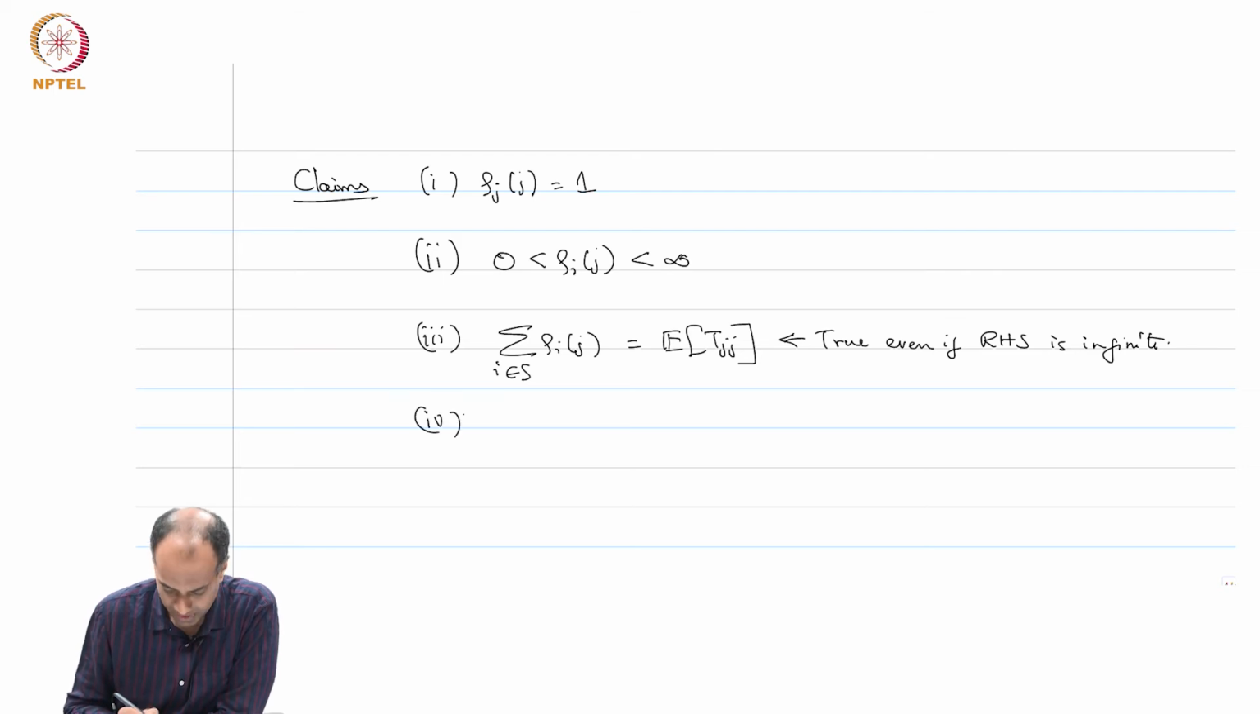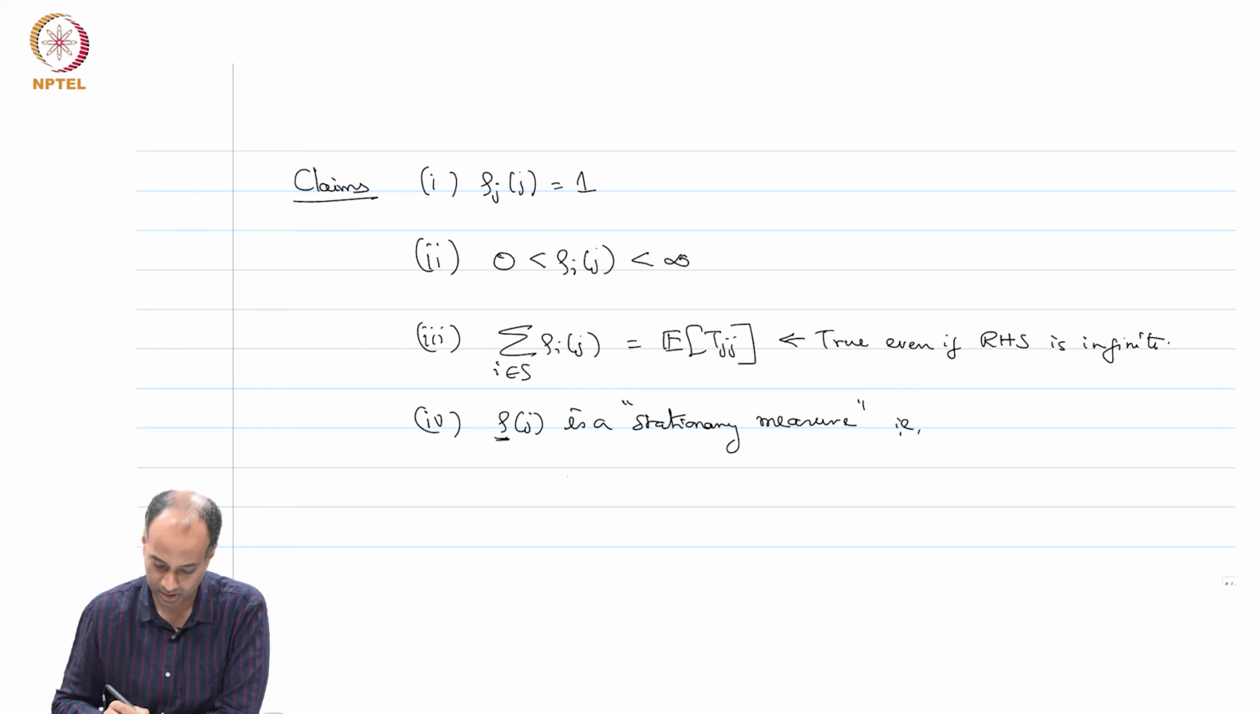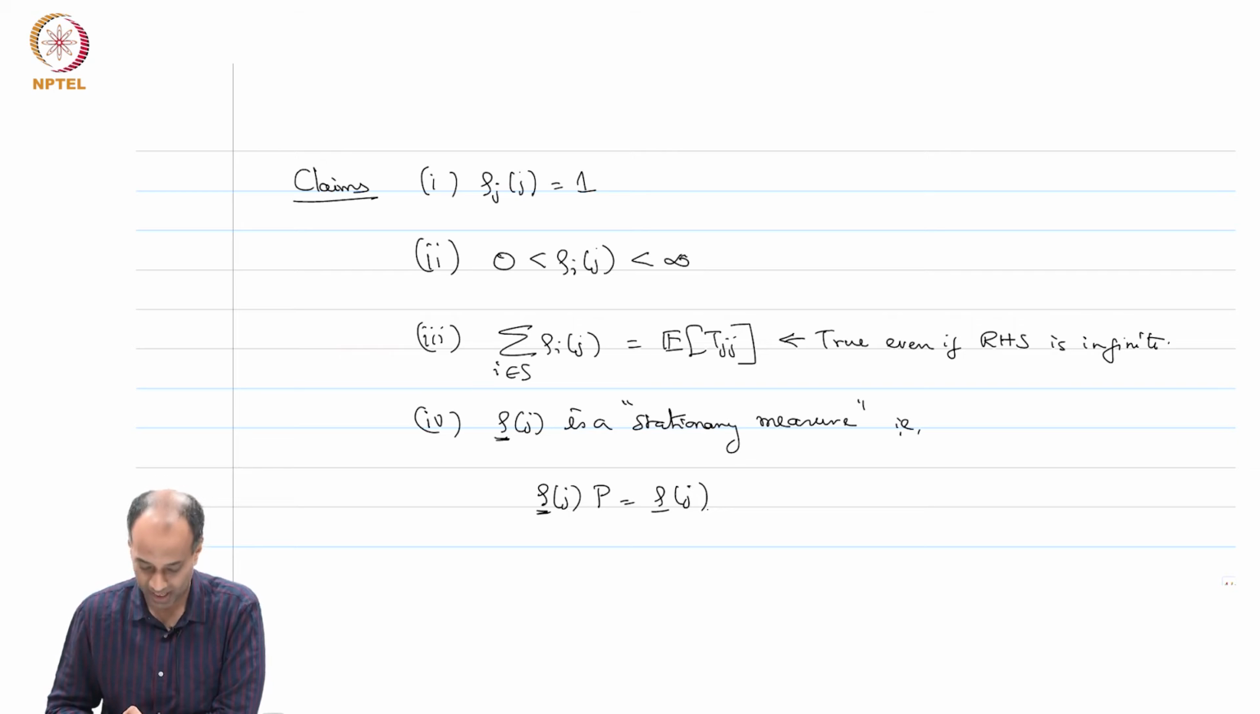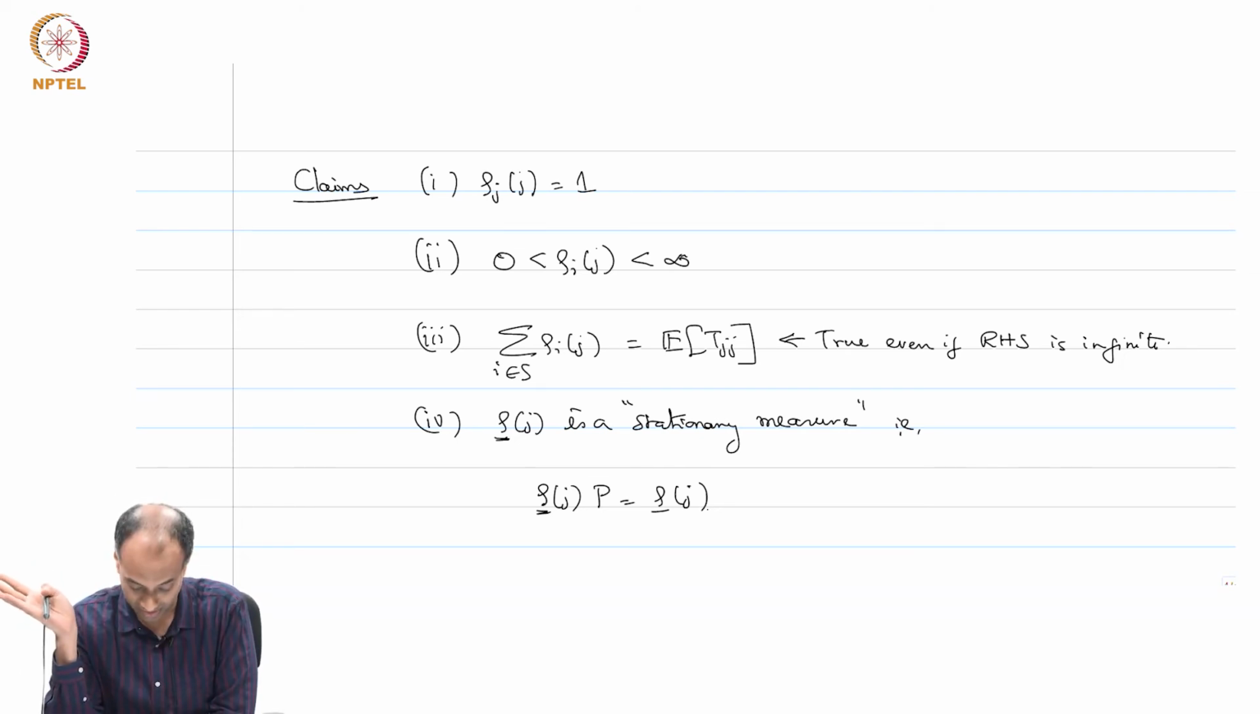And most important of all, this vector rho of j is a stationary measure, i.e., what we can show is that rho j P equals rho j. It is like pi P equals pi, except instead of pi I am writing rho j, and this rho j is not a probability distribution. It is a stationary measure in the sense that you put rho j into P, you get another rho j, but it is not a distribution because it does not have to sum to 1. It does not sum to 1 in general.